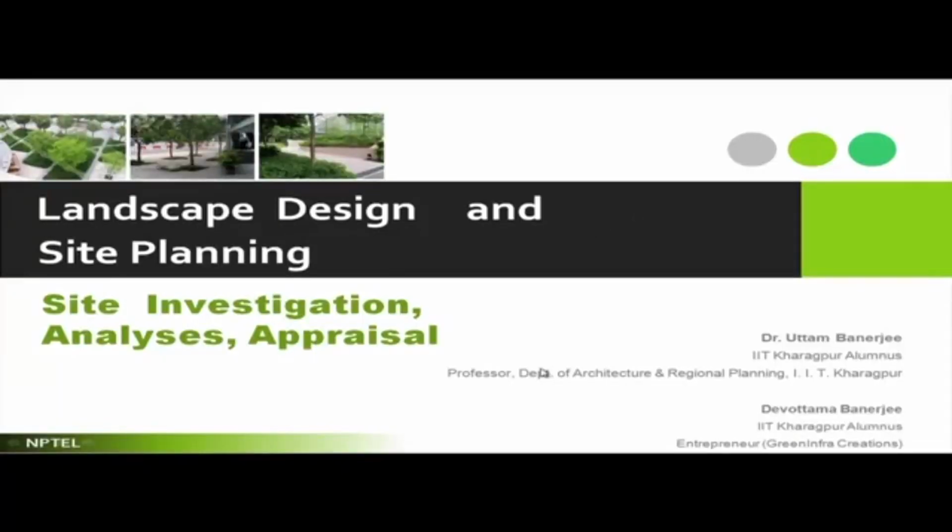Then comes the location you have known. Once you have the location, your next very important responsibility prior to planning is this stage, site investigation. This is what I have listed here on the screen: site investigation, analysis, and appraisal. Today's discussion will be focused on this. What is the site investigation we are talking about?